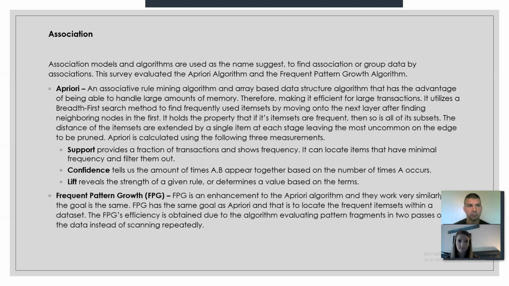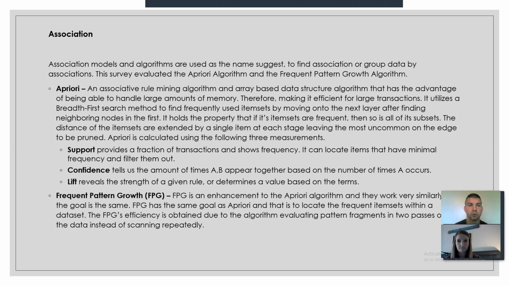So now we'll look a little bit more at association. Association models and algorithms are used, as the name suggests, to find association or group data by associations. This survey evaluated the a priori algorithm and the frequent pattern growth algorithm, also known as FPG for future reference. A priori is an associative rule mining algorithm and array-based data structure algorithm that has the advantage of being able to handle large amounts of memory, therefore making it very efficient.